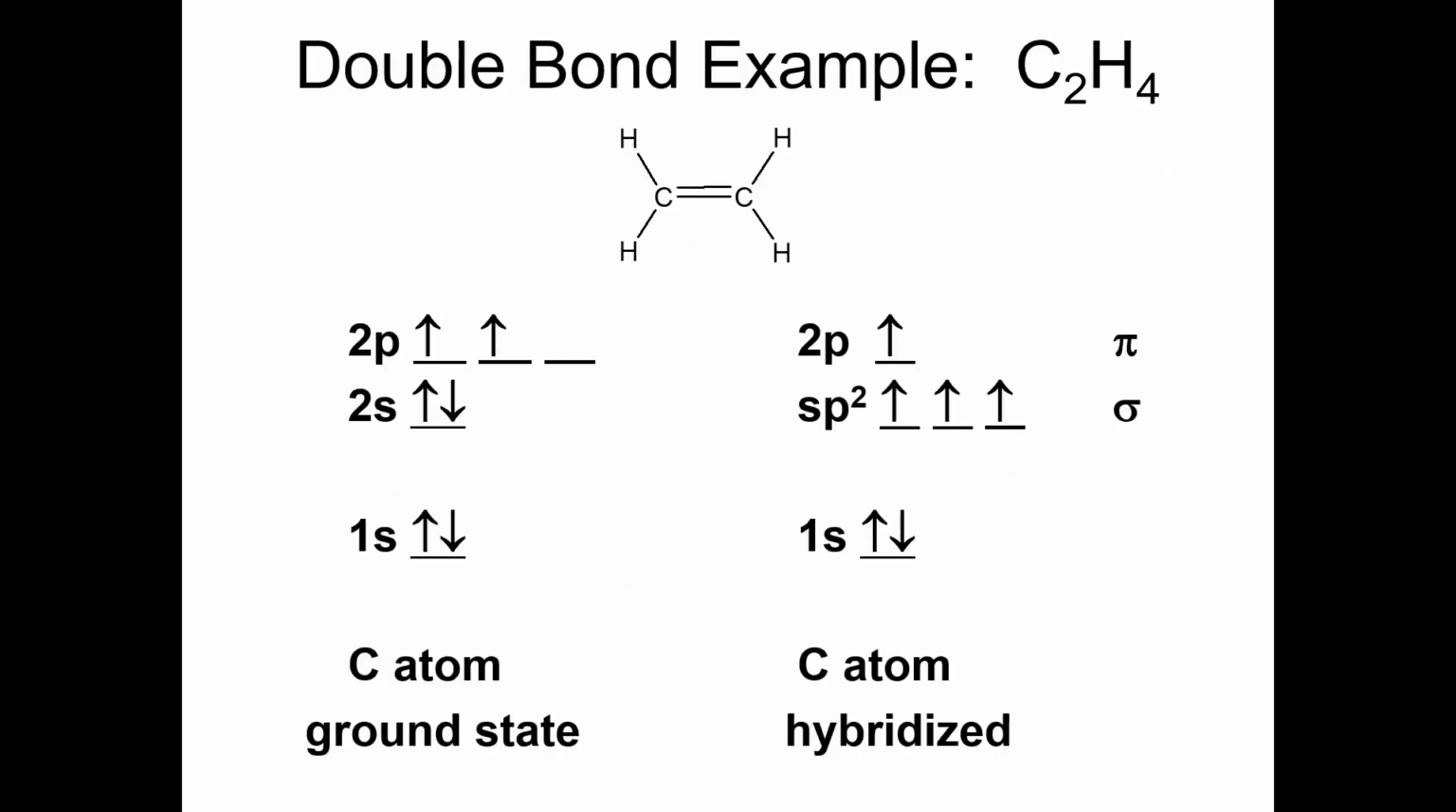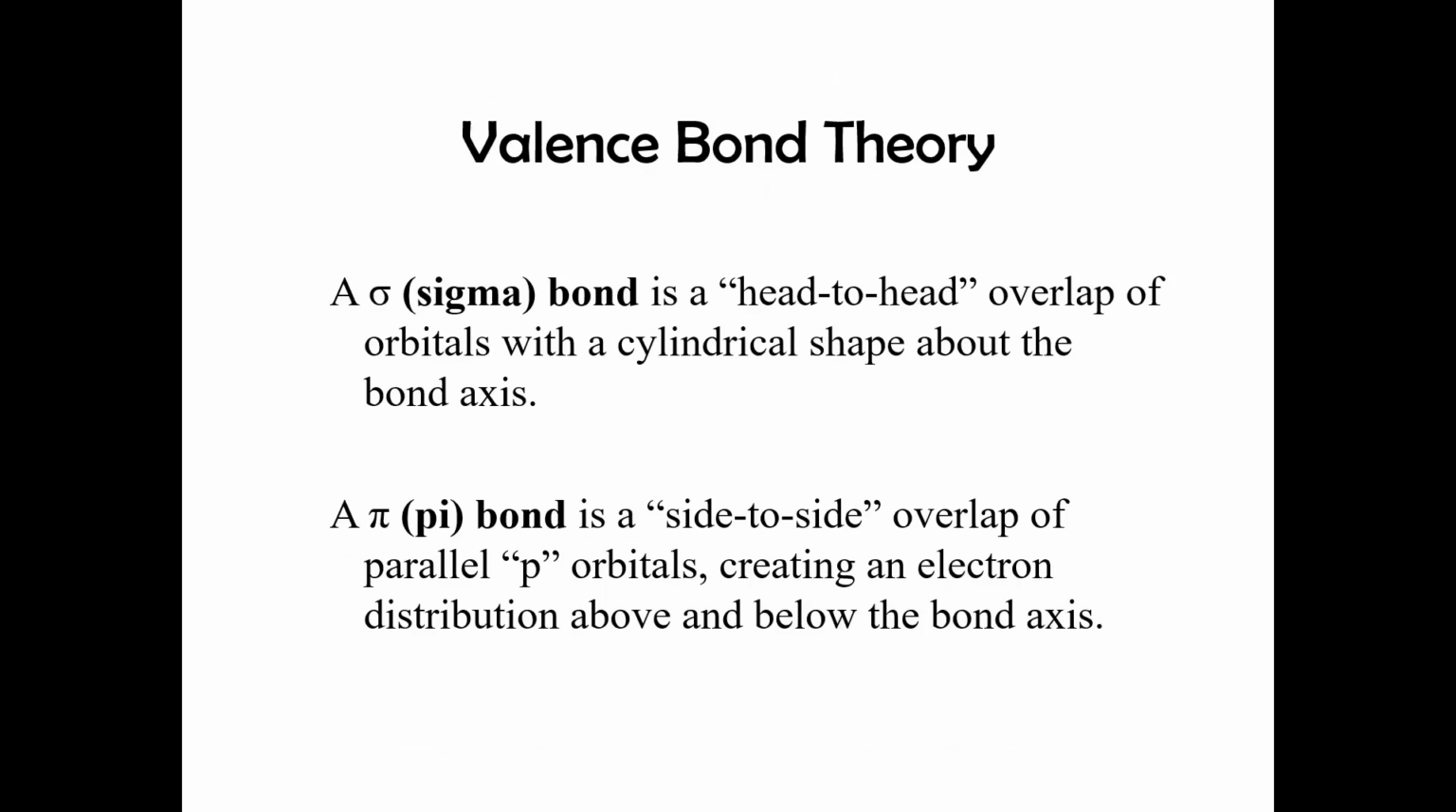So here's the structure that we've drawn. Here's the ground state, and again I'm including the 1s. And so here we have sp2 hybridization. Those are the sigma bonds, and one makes a pi bond, right? Okay, so here's a definition. I've mentioned it more than once, but I finally have it in writing here.